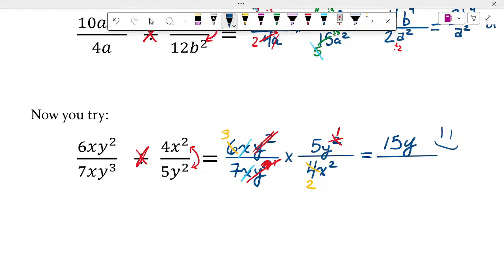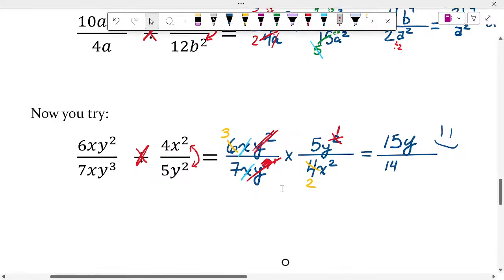All right, looks like she stopped me. All right, what about the bottom? What numbers do we have? We have 7 times 2, which is 14. Do we have any y's left on the bottom? No. That x is gone, but what do we have here? X squared. There we go. So we get 15y over 14x squared.